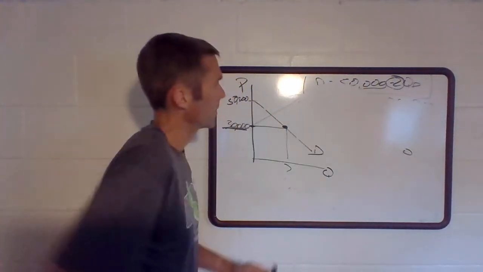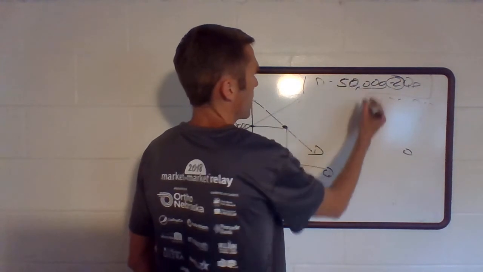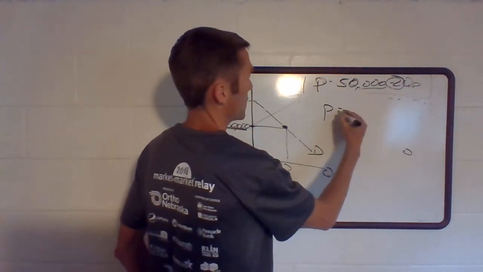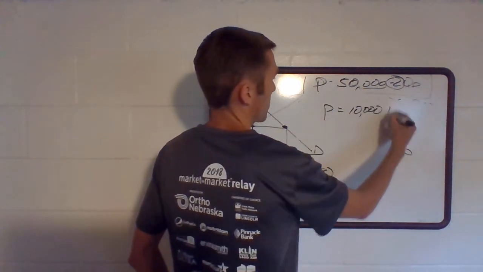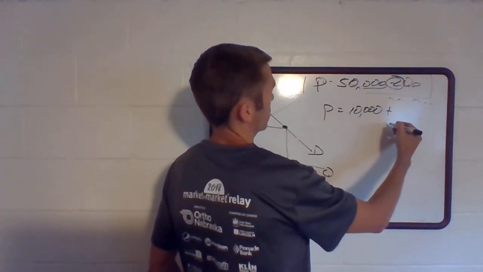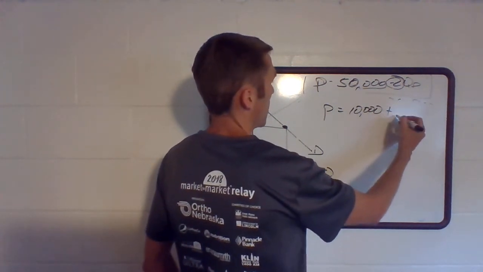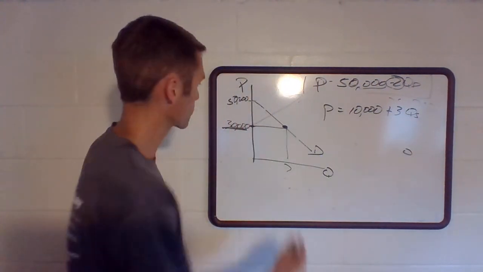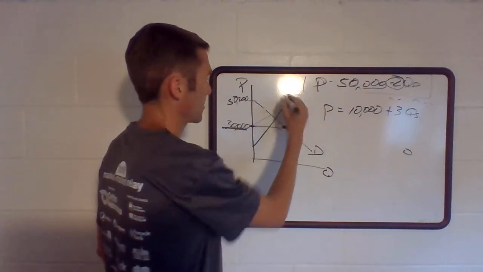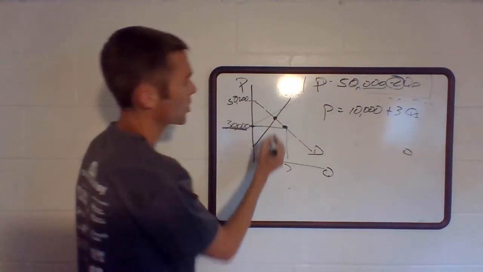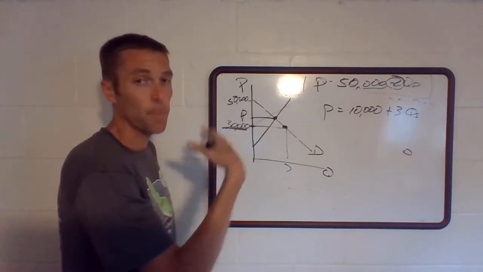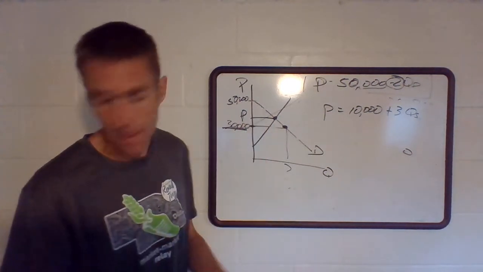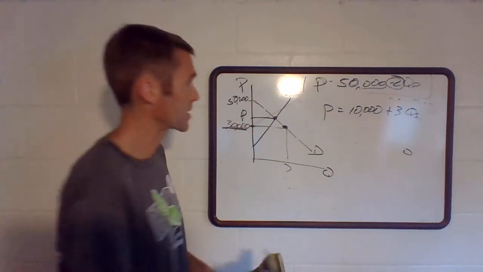Now let's say, however, that I have a supply curve, and my supply curve is equal to 10,000 plus 3QS. Okay. So there's my supply curve, and my market clears at a price where the quantity supplied is equal to the quantity demanded. And this is where the magic of markets comes into play.